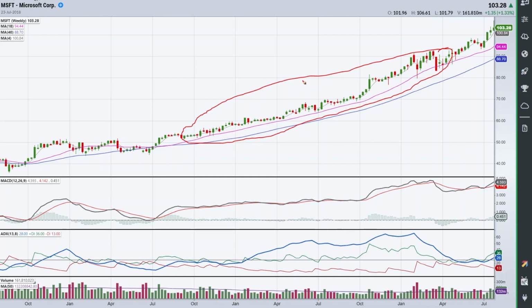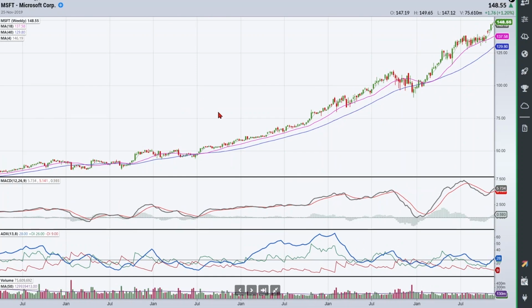You can go looking at stocks, and as a way of screening them down to figure out which ones you want to be playing, you go look for the ones that have strong ADX that are pulling back towards the moving average. So that is one thing that I definitely like to look for.